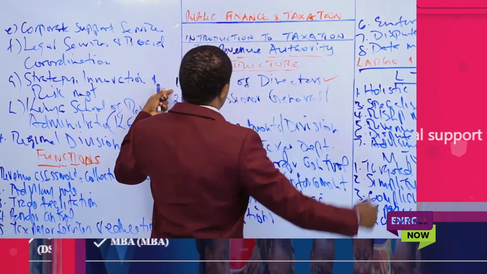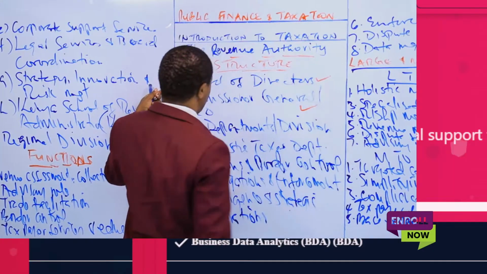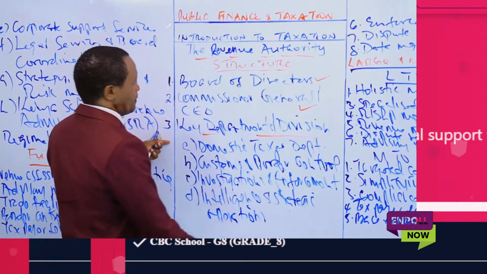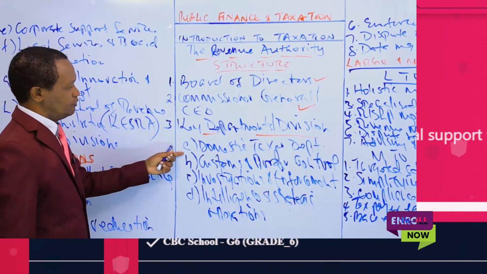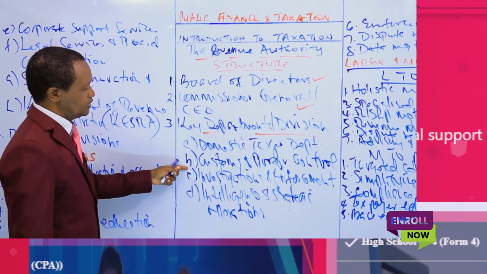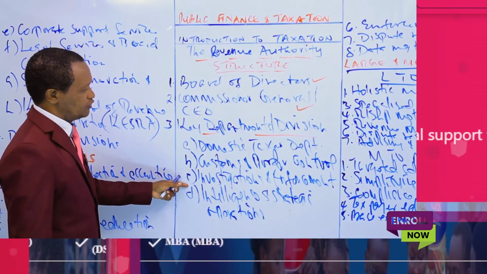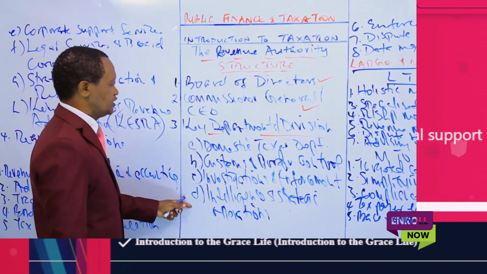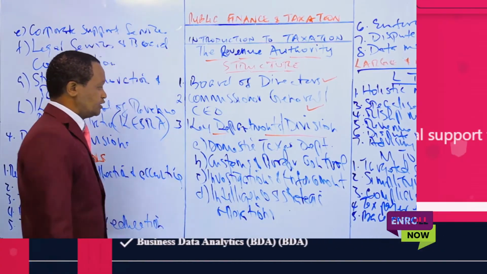The board of directors, under it is the CEO. Then we have key departments or divisions within KRA. The first one being Domestic Taxes Department, number 2, Customs and Border Control Department. Number 3, Investigations and Enforcement Department. Number 4, we have the Intelligence and Strategic Operations Department.